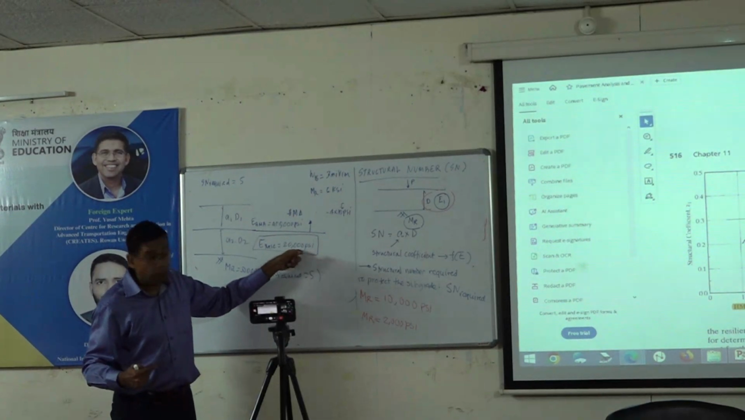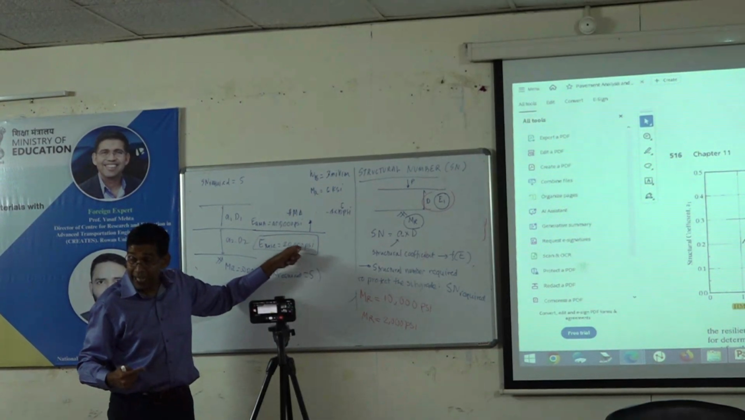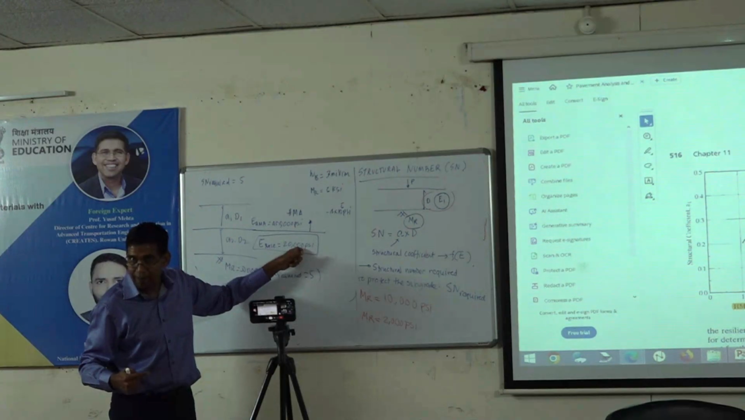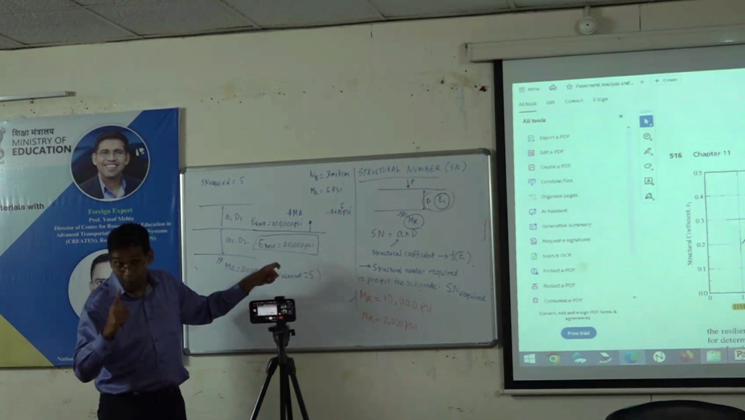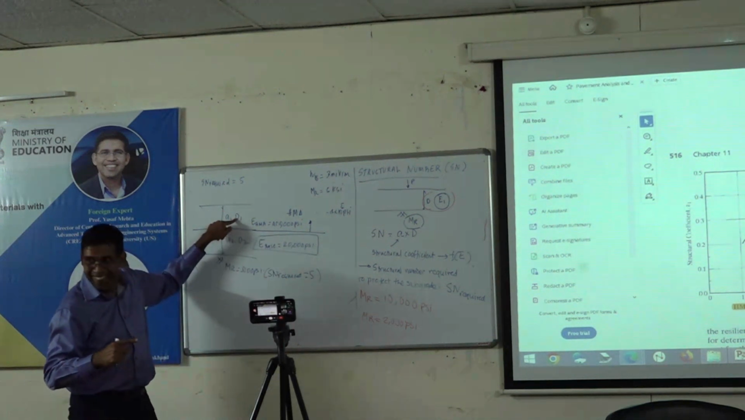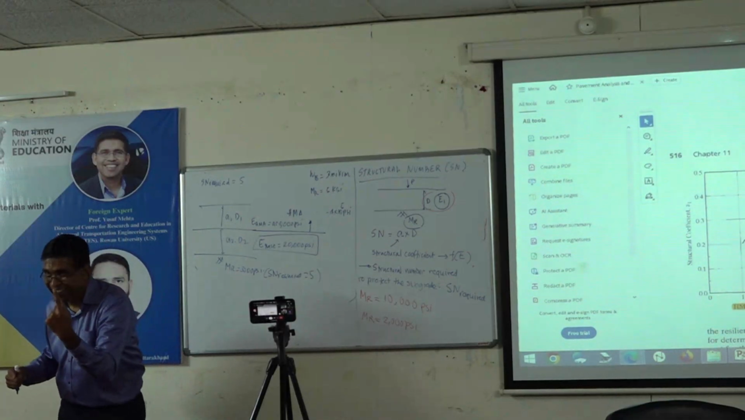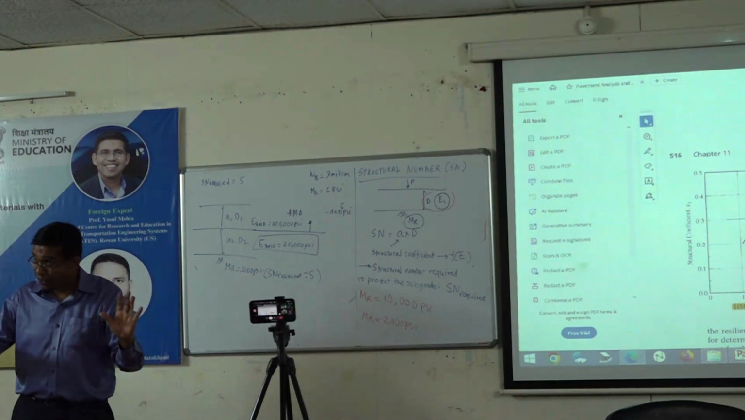How many layers are there to protect this base layer? I'm asking you a question. How many layers are there? Only one layer. This one. So now there's only one unique solution, correct? Everybody with me so far?